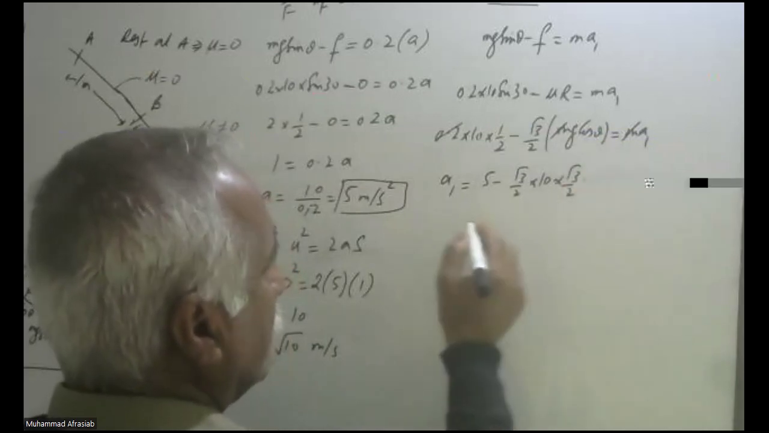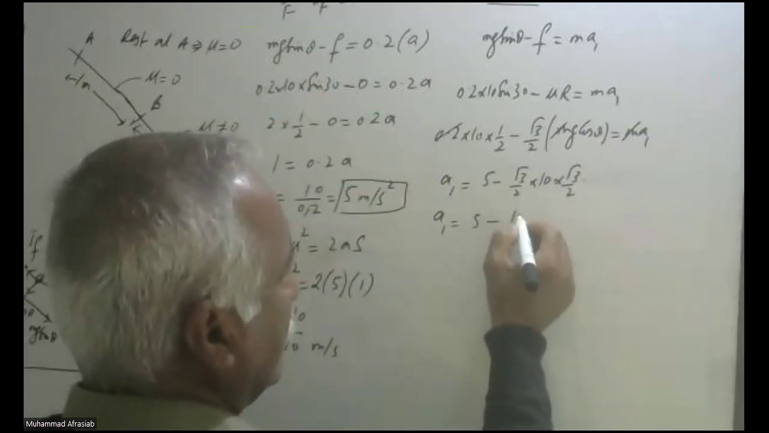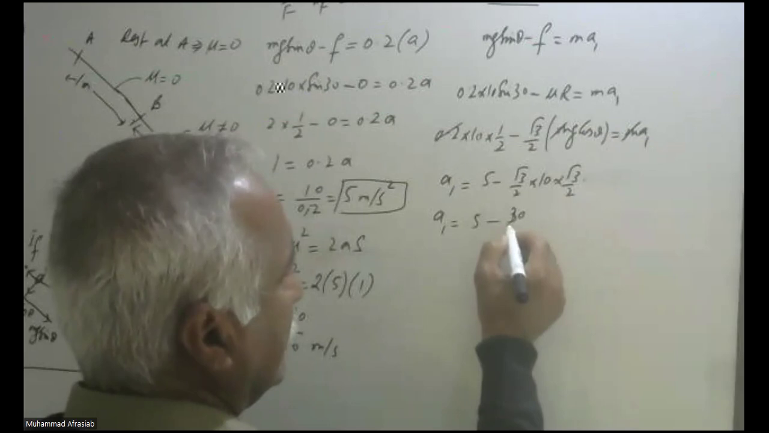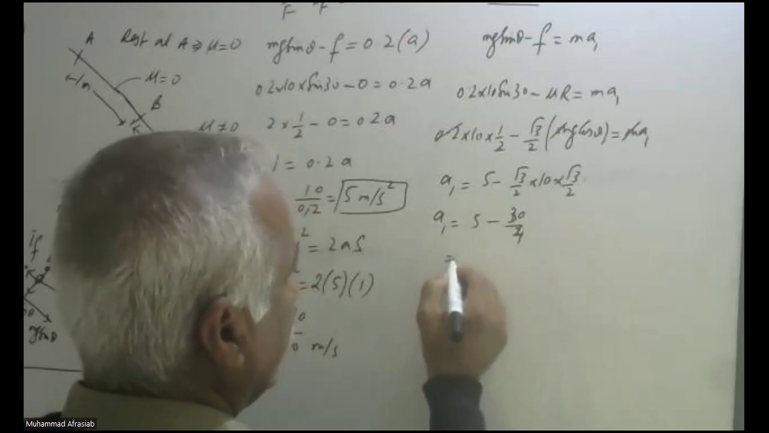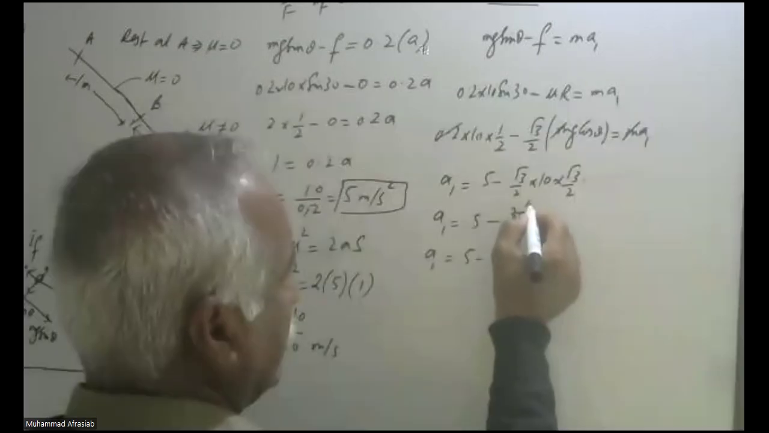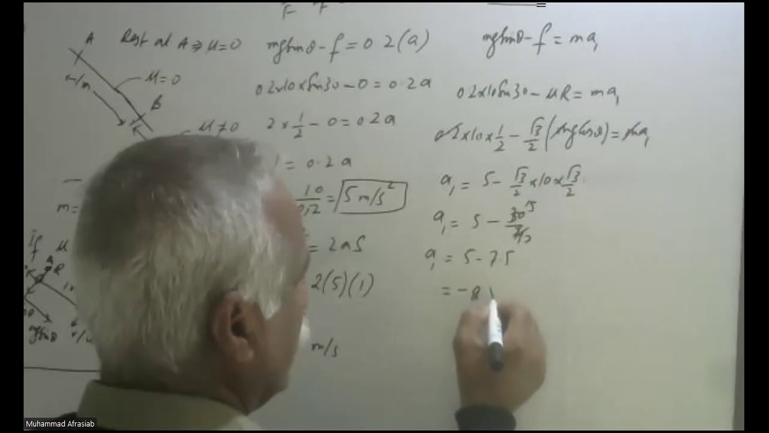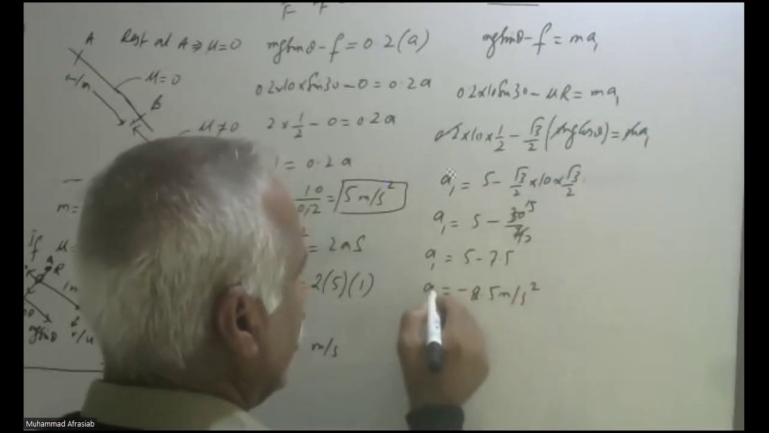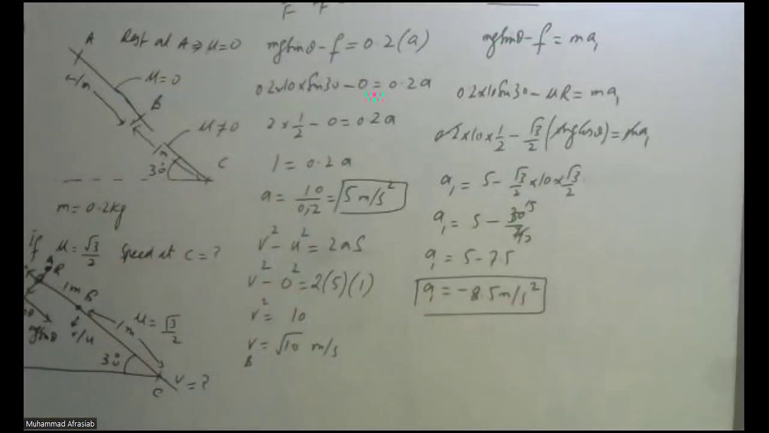So a1 is equal to 5 minus 10 into 3 over 4. So that thing is equal to a1 is 5 minus 7.5, that is equal to minus 2.5 meter per second square, the new acceleration of that particle from B to C there. Now we are going to find out the speed at C.